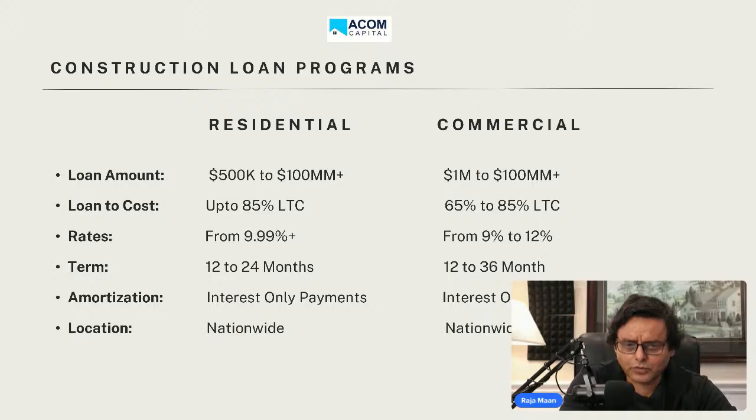Usual term is 12 to 24 months, usually 12 months. Interest only payments, we do nationwide. Commercial, we start from $1 million to $100 million, 65 to 85% loan to cost, 9 to 12% rate of interest, 12 to 36 months of term, interest only payments nationwide. Why do I say 65?